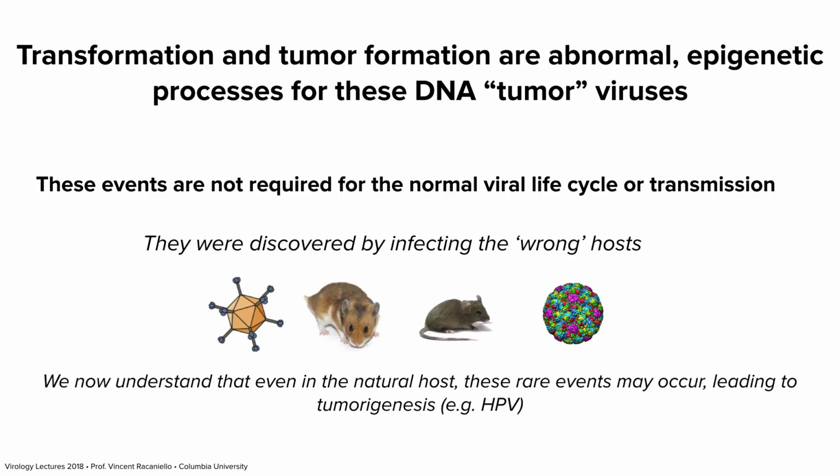Late gene expression doesn't happen, integration of T antigen occurs, and we now know that human papillomaviruses, which can cause cancers in humans, it's the right host, yet they still can cause transformation and a tumor eventually. It's what happened to Henrietta Lacks. Apparently, these rare events can also happen in a natural host, but we discovered them in the wrong host.